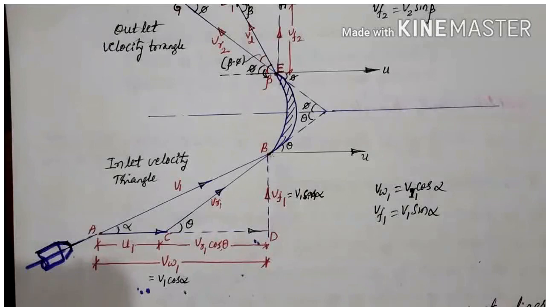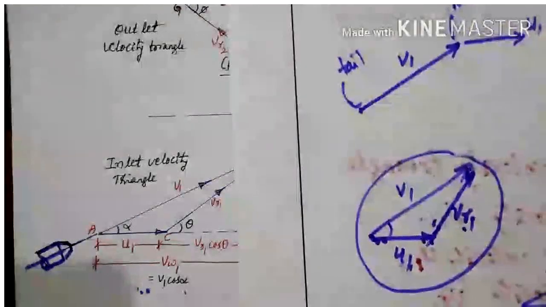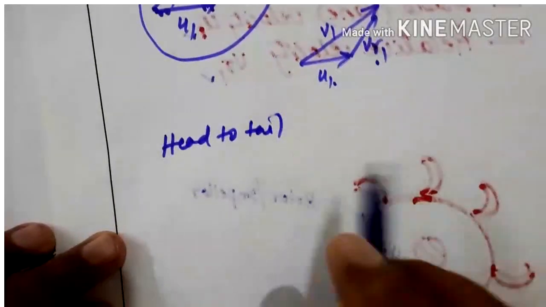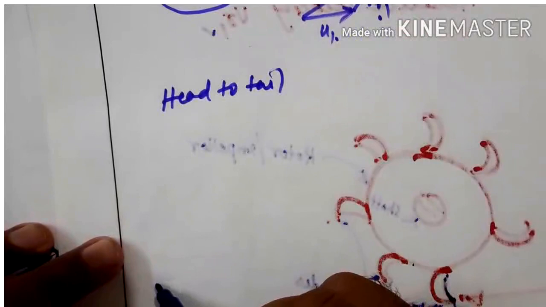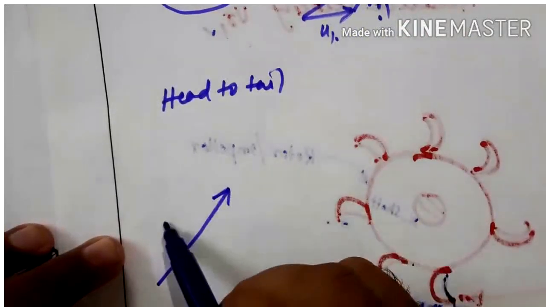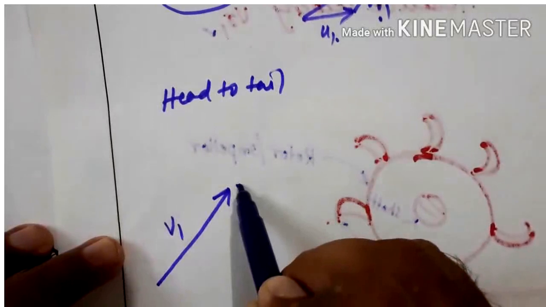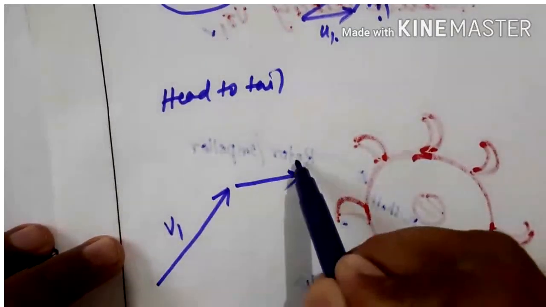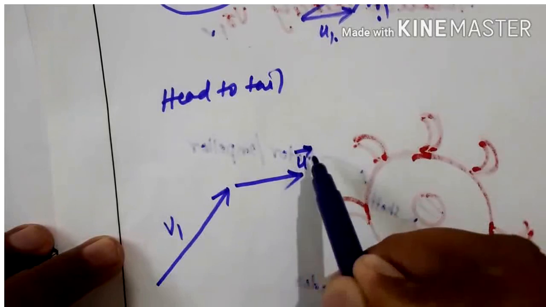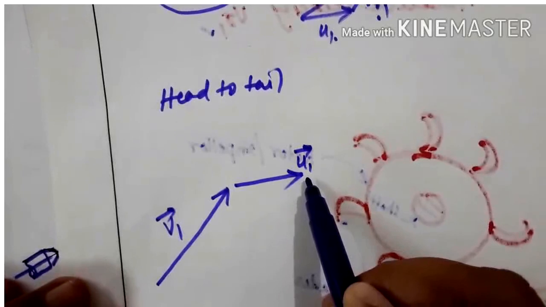And as we know the addition of vectors, as we were discussing previously, that is the triangle rule for the addition, head to tail. Here we take head to tail. Since the jet is striking in this direction with a velocity v1 and the vane is moving in this direction with a magnitude u1, the jet velocity is v1 and the vane velocity is u1.